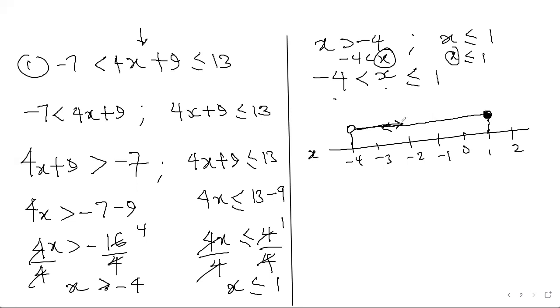Now if you have to write out the numbers that satisfy the inequalities, I can list out the numbers that fall within this range. Minus 4 is not included, so that will be minus 3, minus 2, minus 1, 0, and 1, because 1 is included. So that's the solution to the first part.